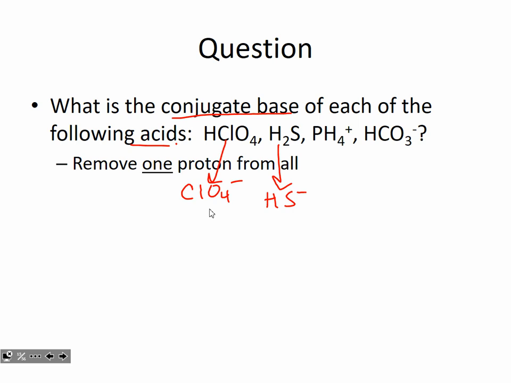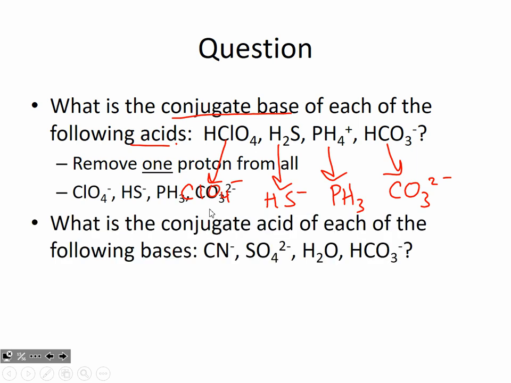Likewise with PH4 plus, I'm only going to remove one hydrogen ion, so I'm going to be left with PH3 with a neutral charge. PH3 is the conjugate base of PH4 plus. And the bicarbonate ion, take away a hydrogen ion, you're left with the carbonate ion. And that is your conjugate base right there.